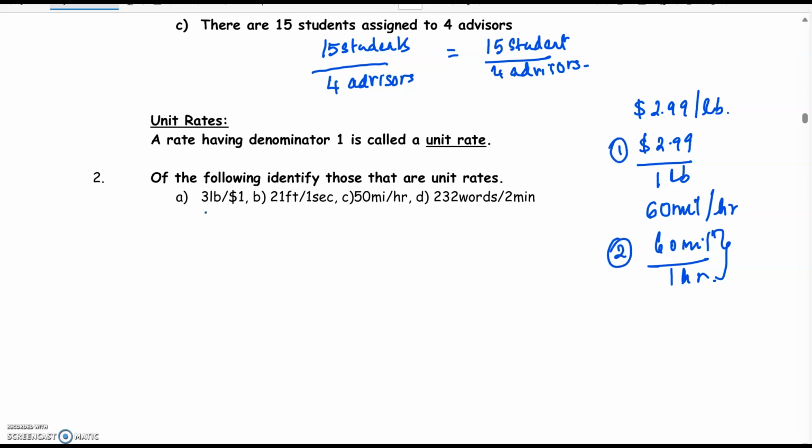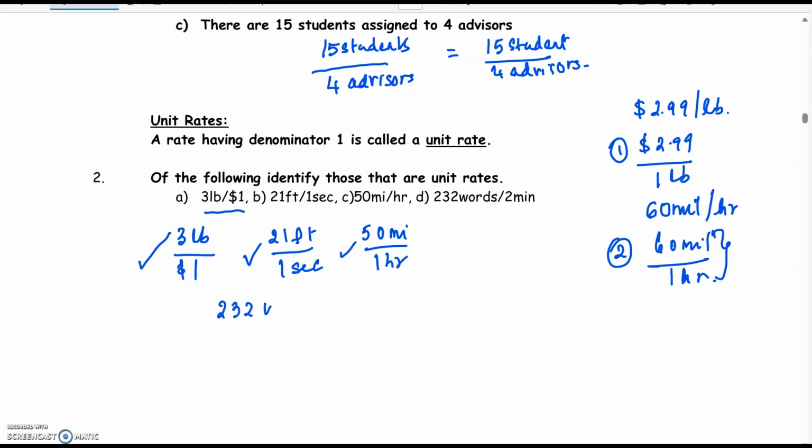The denominator is 1. So 3 pounds per $1. So that's a unit rate. 21 feet per 1 second. That's a unit rate. 50 miles per 1 hour is a unit rate. 232 words per 2 minutes. That's not a unit rate.